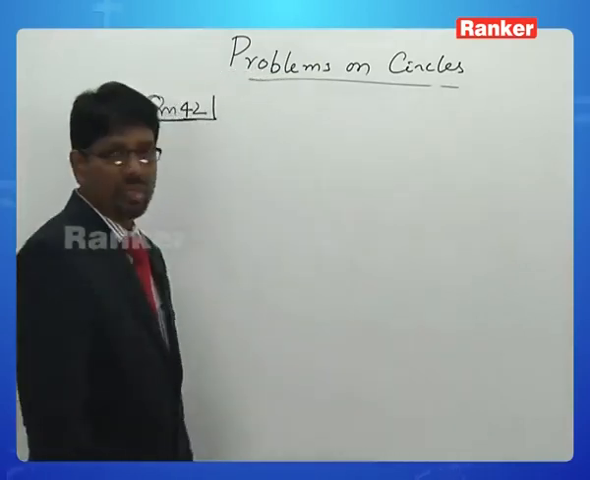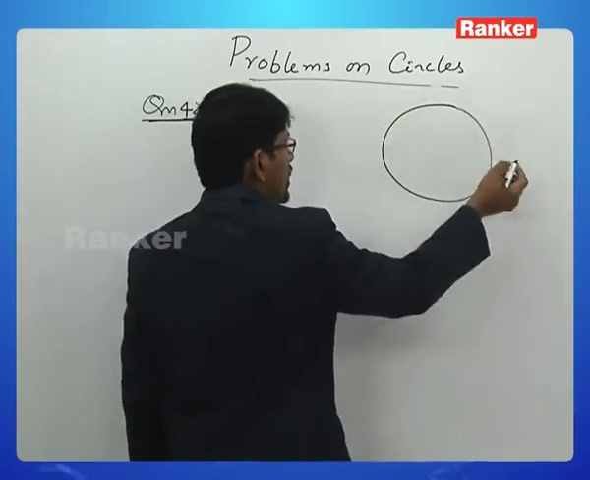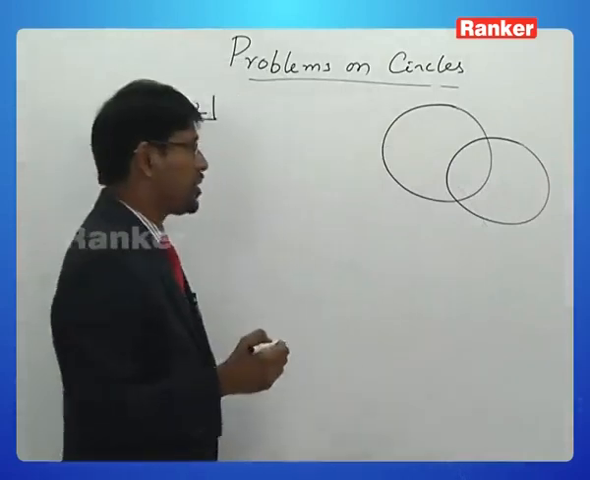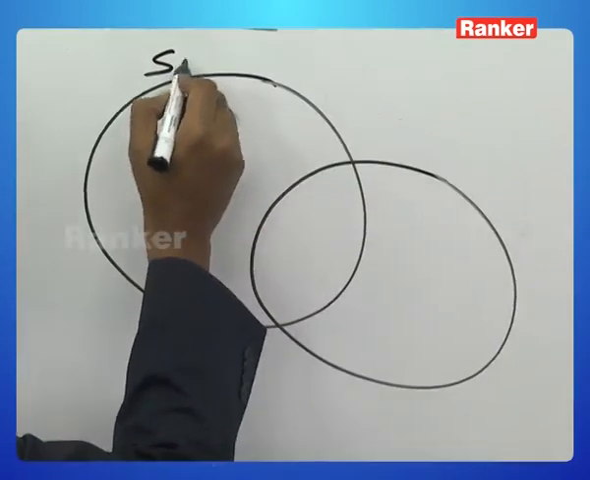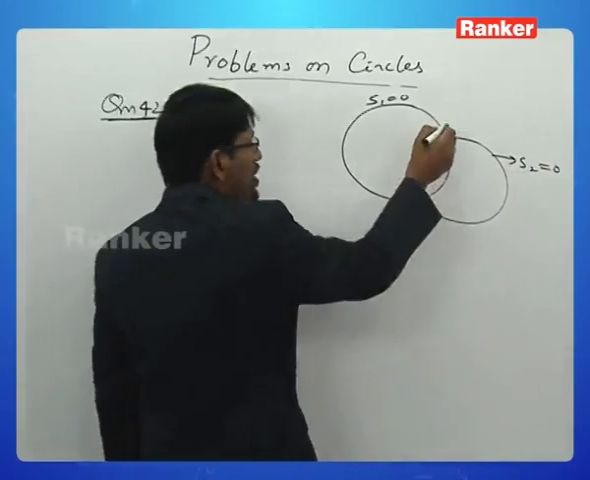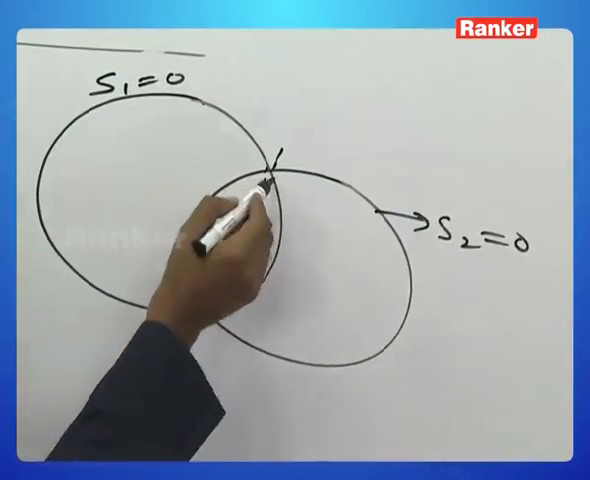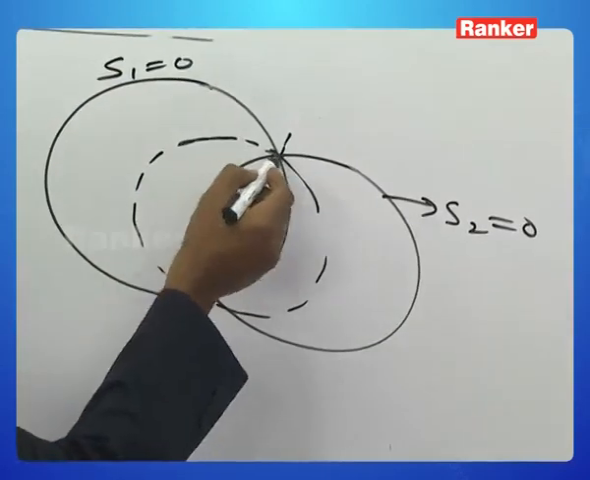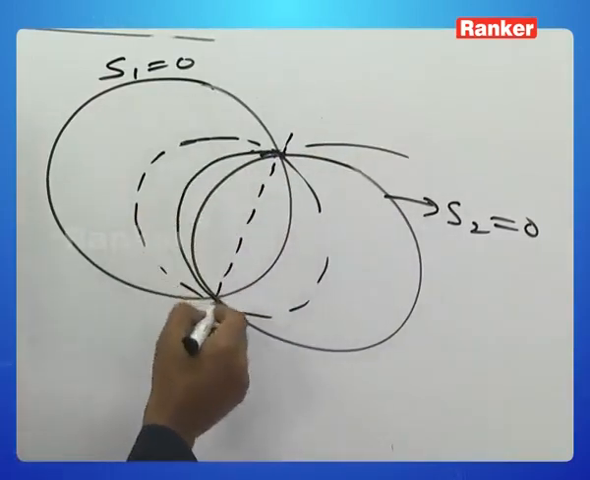Now there's one thing that we should note. Suppose you have two circles intersecting in two distinct points, or maybe touching each other for that matter. When you have two circles S1 equal to 0 and S2 equal to 0, any circle passing through the intersection of these two circles, we have infinitely many such circles passing through this.